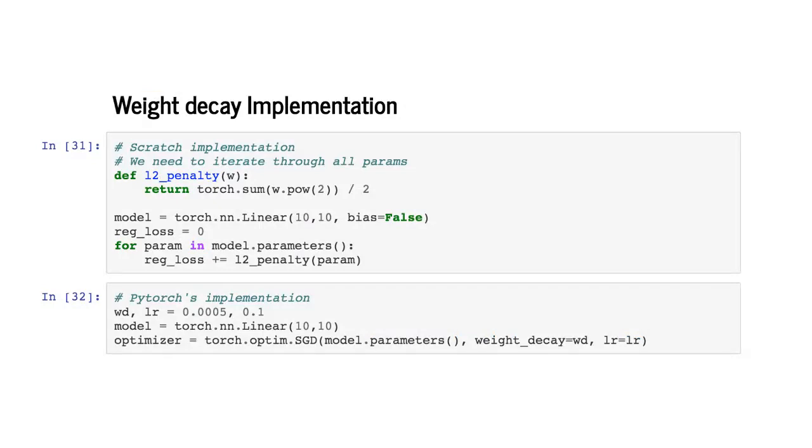So this is a from scratch implementation of weight decay. Okay, so this function here implements the L2 norm, and then this for loop over here basically iterates through all parameters of the layer and applies this penalty.